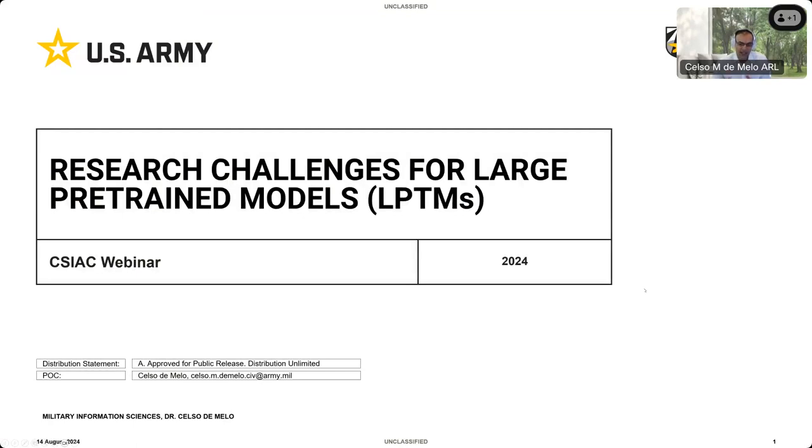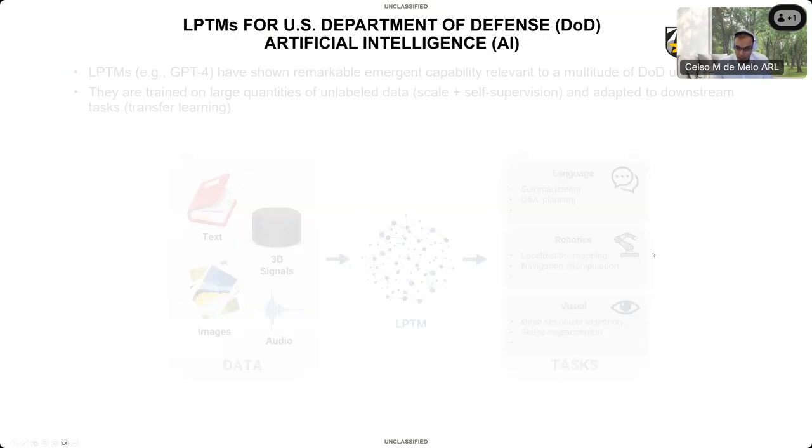And this is sort of a curated summary of a big meeting we had back in November 2023. We brought together a lot of scientists, DoD experts, and industry folks to discuss the opportunities and challenges related to this new technology, generative AI, large pre-trained models.